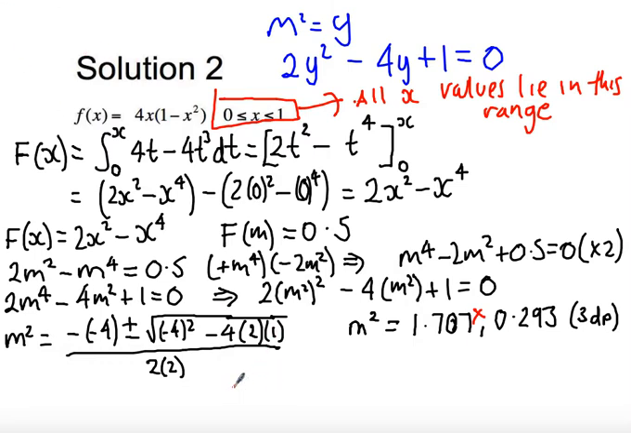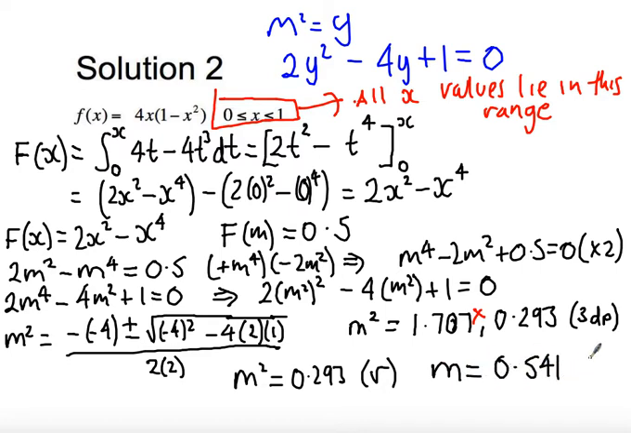So what we actually know then, since m has got to lie in the range 0 to 1, is that m squared must be equal to 0.293. And if we take the square root of that, obviously I'm taking the square root of the exact value on my calculator, what we get is that m is equal to 0.541 to 3 decimal places. And if you substitute the exact value back into our equation for f of x, the cumulative distribution function, you should find it comes out at 0.5. Okay, well I hope that made sense.